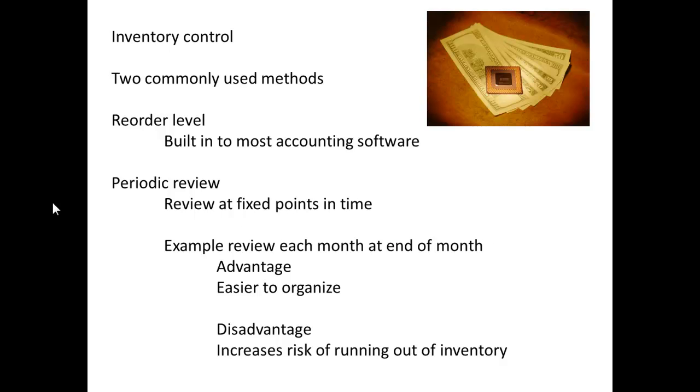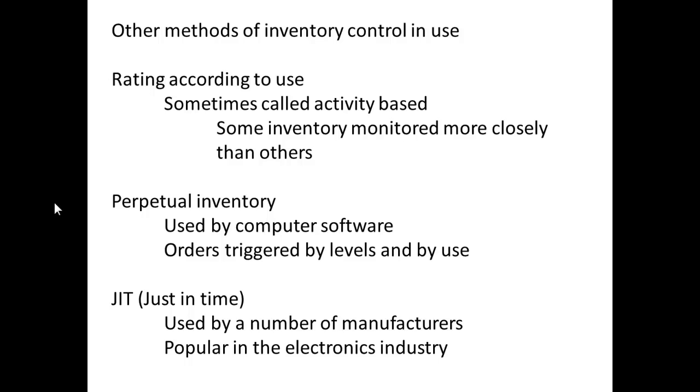So, inventory control. There are 2 commonly used methods. The reorder level, which we've just mentioned, which is built into most accounting software, and then periodic review, which means we review something at fixed points in time. If, for example, you review something at the end of each month, you look at all your components and take the numbers in inventory, then obviously it has an advantage that it's quite easy to organize. You do an inventory check once a month. The disadvantage, of course, is if you run out of something before the end of the month, then you're kind of scuppered on that approach, so we need something better.